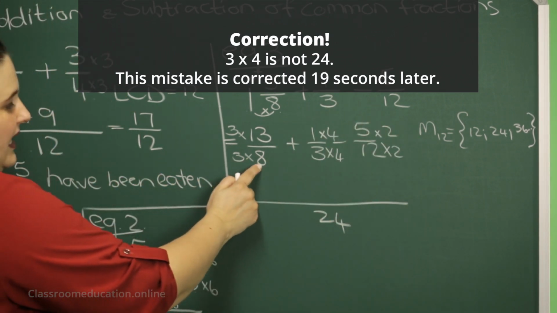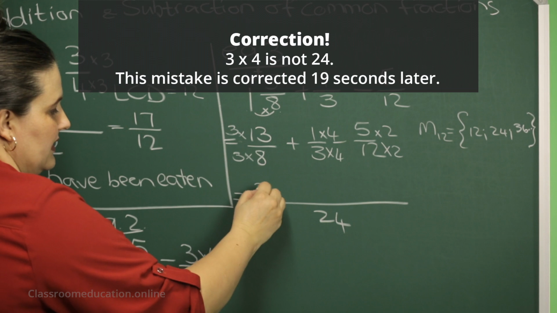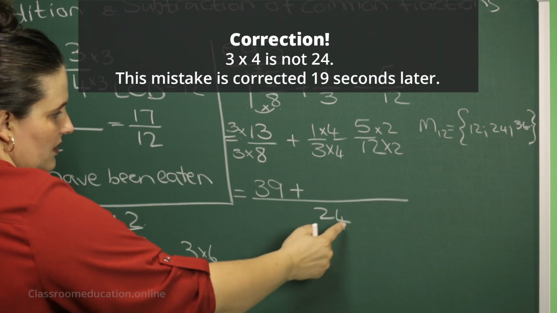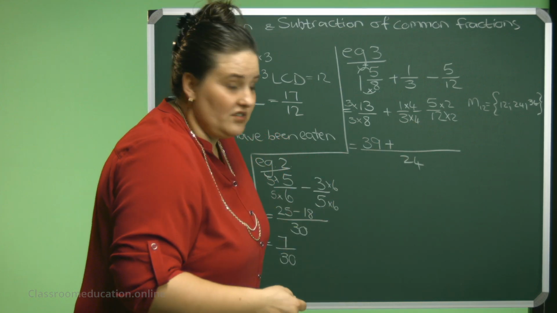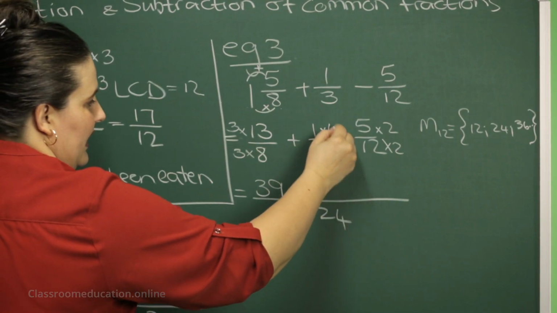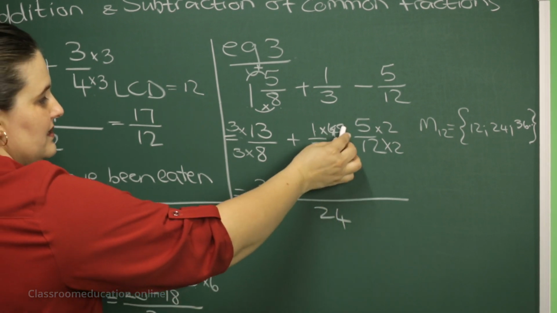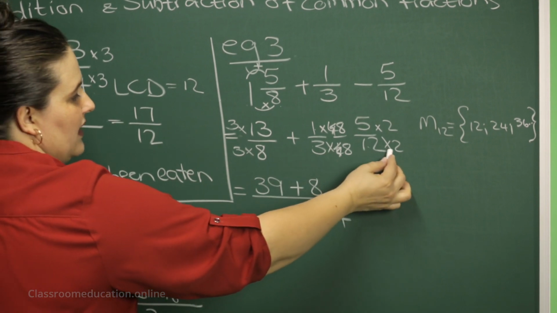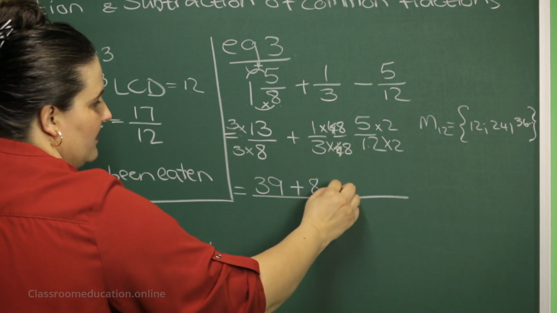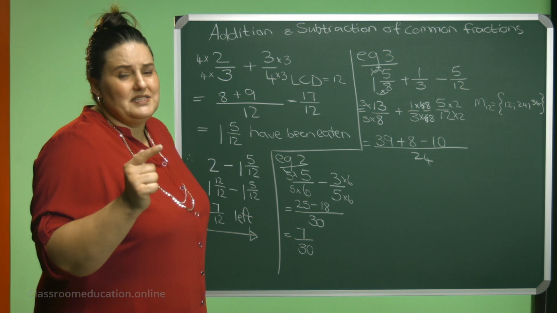So 3 times 8 is the 24. That's correct. 3 times 13 is 39. Plus 3 times 4. Oh, 3 times 4 is not 24. So careful for silly mistakes. I need to multiply this by an 8 at the top and at the bottom. So 3 times 8 is 24. 1 times 8 is 8. 12 times 2 is 24. And 5 times 2 is 10. So it was negative, minus 10. Boys and girls, if you're not accurate, you can easily make some mistakes.